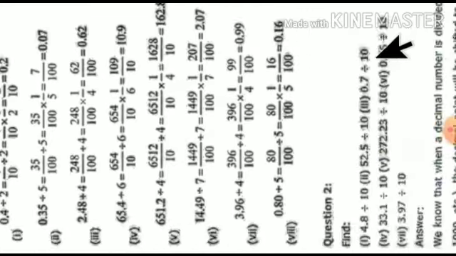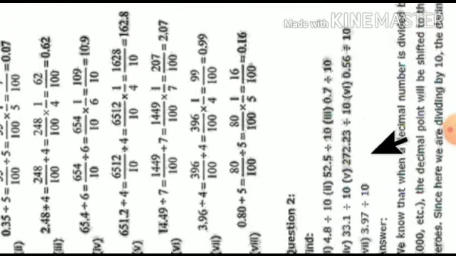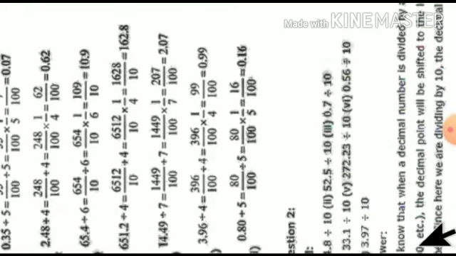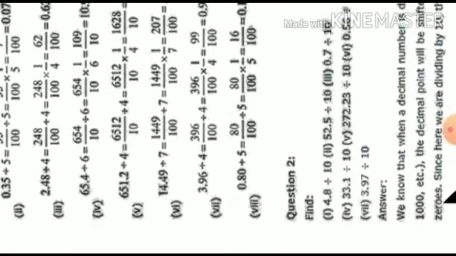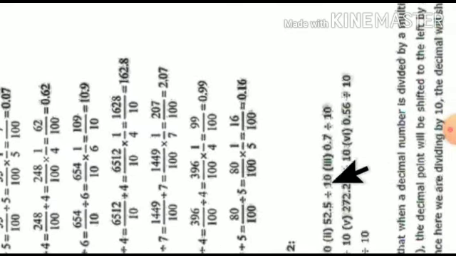Now question number 2. Here 4.8 divided by 10. Here the numbers are divided by 10 now. Now we know that when a decimal number is divided by a multiple of 10 only, that is 10, 100 and 1000, then the decimal point will shift to the left by as many places as there are zeros. Since we are dividing by 10, the decimal will shift to the left by one place. Okay, so let us see the answer.